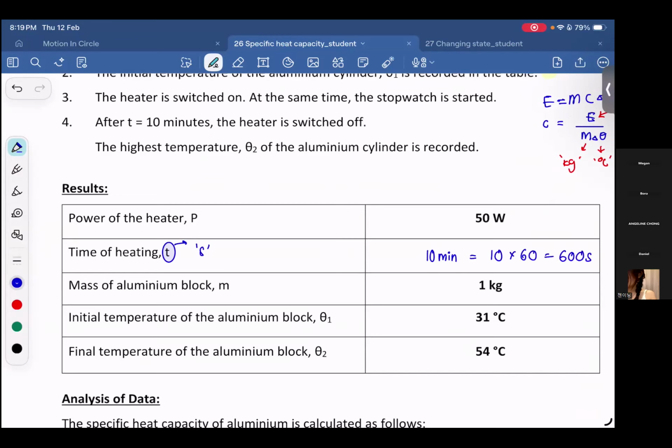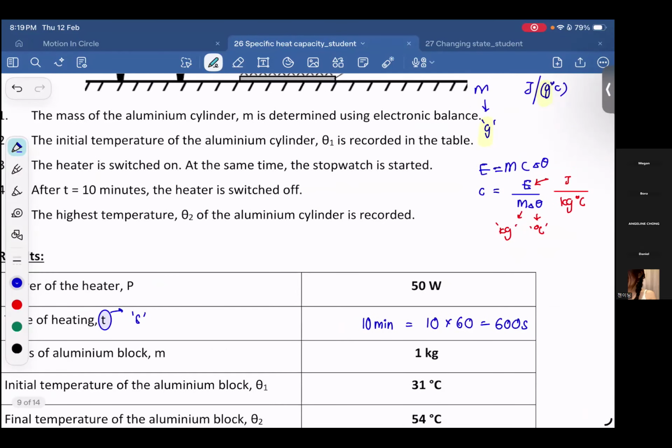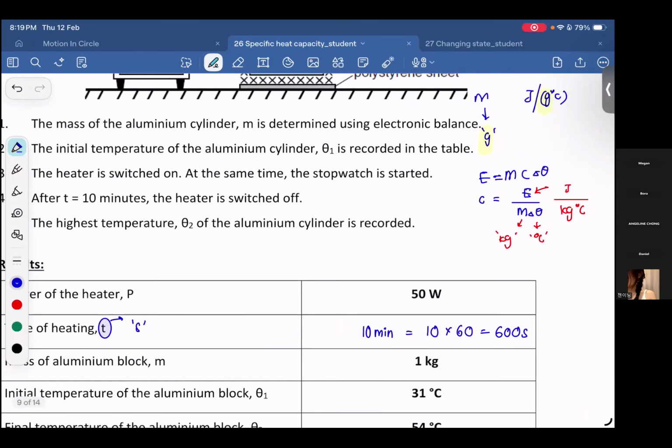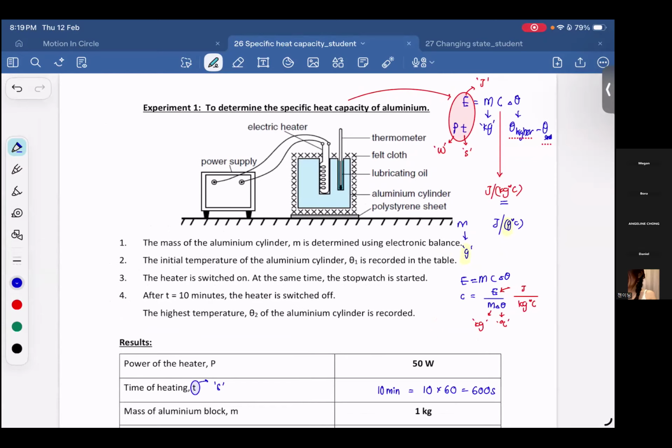Okay, you write down. So scroll out a bit here. Okay, boys and girls, now I want you to try to do the calculation to get the specific heat capacity using the data that I provided. Can you try to calculate what is the specific heat capacity of the aluminium from the experiment data? Okay, do your calculation right now and then tell me your answer.